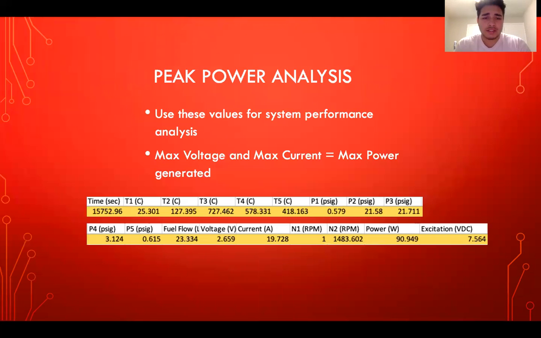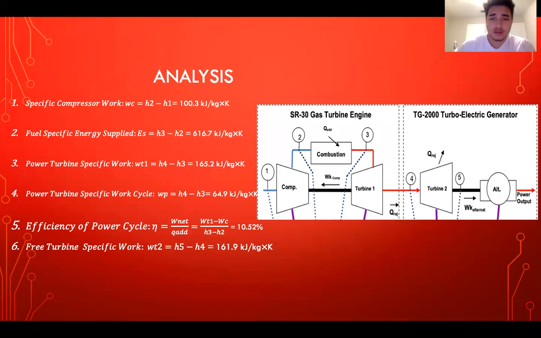Our peak power analysis. We're going to use these values for our system performance, just like a normal engineer would do in their career. Again, maximum voltage and max current equals our max power generated. And so our max power was actually 90.949 watts. Analysis: our work of our compressor, our energy supplied, our turbine speed, power turbine specific work, our power turbine specific work cycle. Our efficiency of our power cycle comes out to be 10.52%, and our free turbine specific work is also displayed.